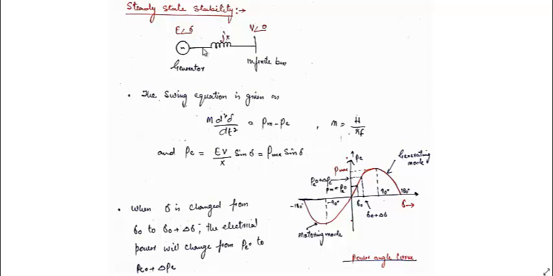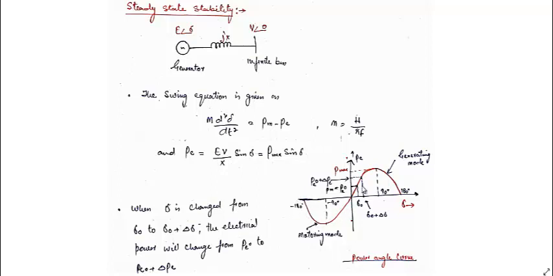And the swing equation for this system is given like this: M d²δ/dt² = Pm − Pe, where M = GH/πf, and H/π in per unit. Pe is equal to EV/X sin δ, or Pmax sin δ, where Pmax is equal to EV/X.